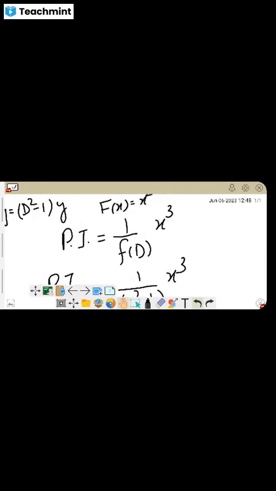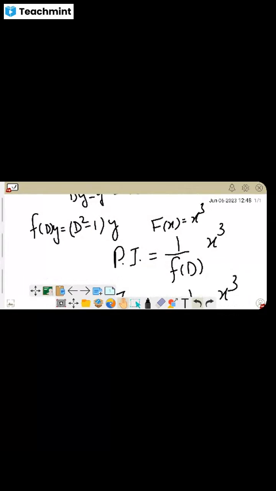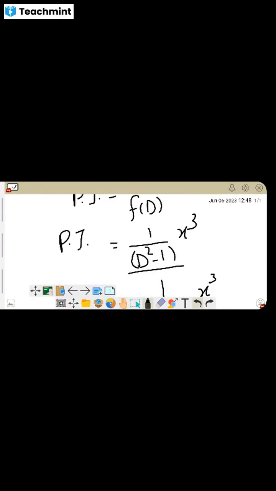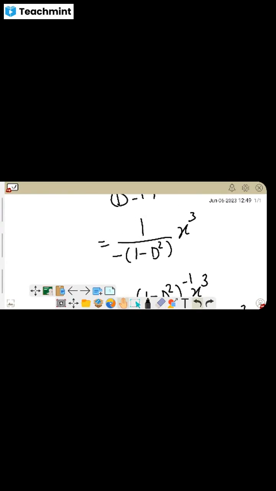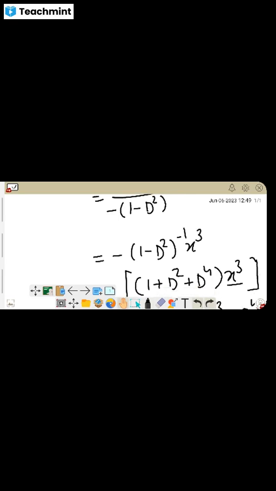If we have x to the power something, then we'll use this formula to find pi. Let's take it this way, then integrate. Sorry, differentiate, by taking the inverse of this, 1 upon fd. Only in a polynomial function we'll use this by taking the inverse of this fd.